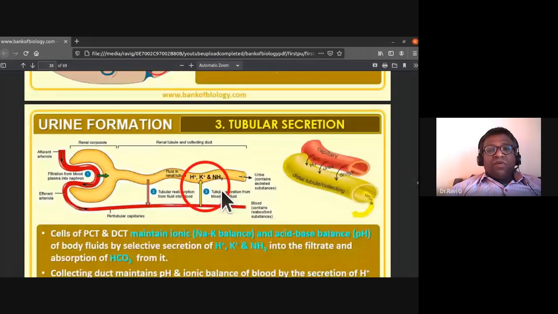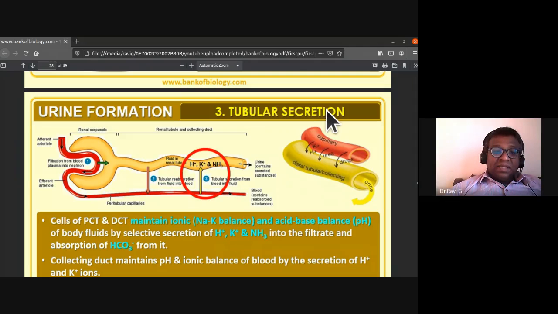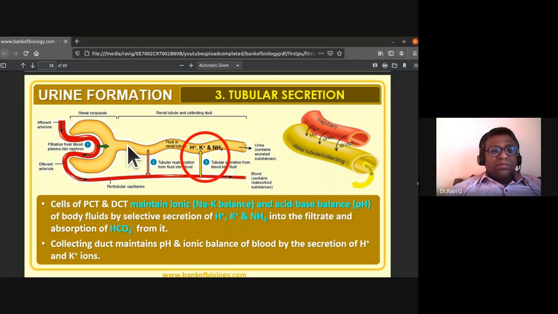So the final stage of formation of urine is tubular secretion. The cells of PCT and DCT, that is proximal convoluted tubule and distal convoluted tubule, maintain the sodium potassium ion balance and acid base balance, that is pH of body fluids, by selective secretion of protons, potassium ions, and ammonia into the filtrate and absorption of bicarbonate from it. So that is going to take place.